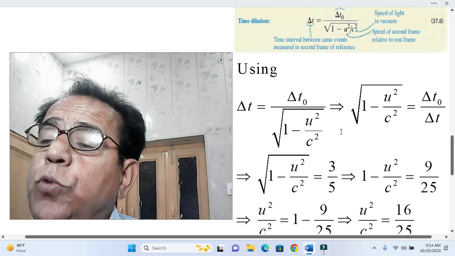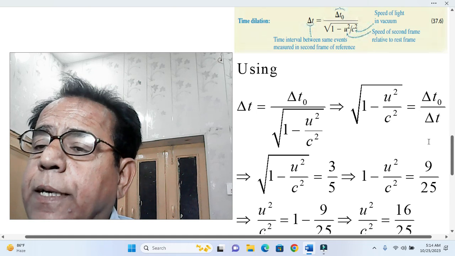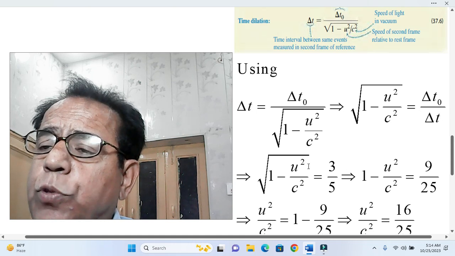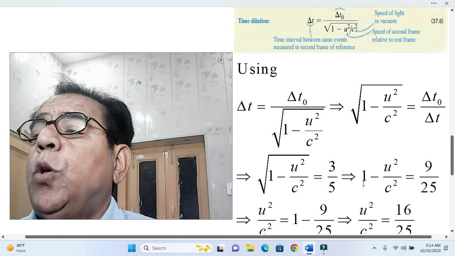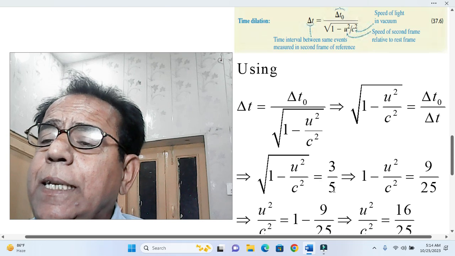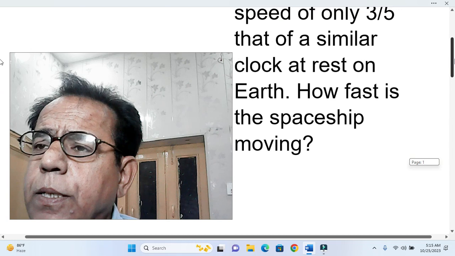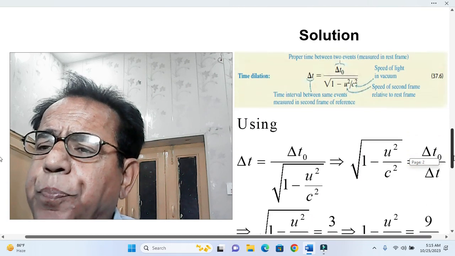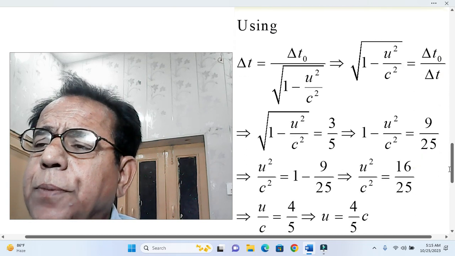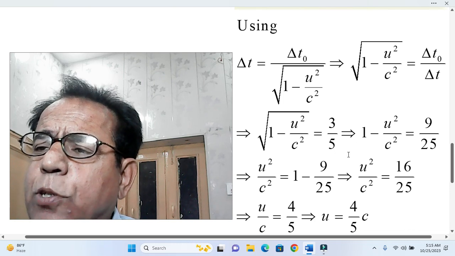The square root of 1 minus u square over c square equal to delta t naught over delta t. This implies that the square root of 1 minus u square over c square is equal to 3 over 5. Dear students, this thing is given in the statement: 3 by 5 is the ratio between delta t naught and delta t. In the next step we are taking the square of both sides.